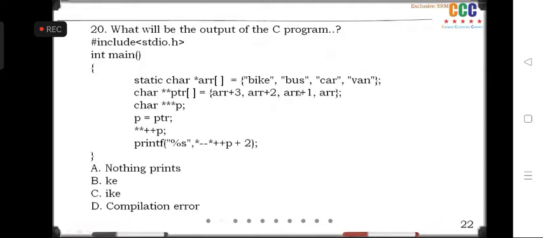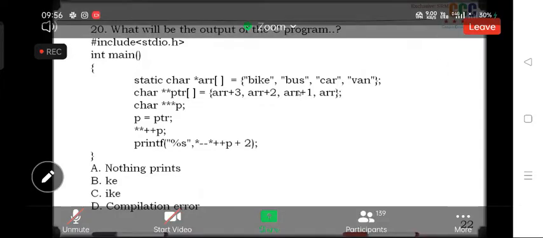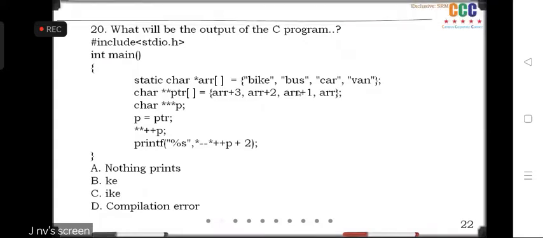Does not this look like a little complex, sir? Too many stars. Okay. Come on, return the answer.